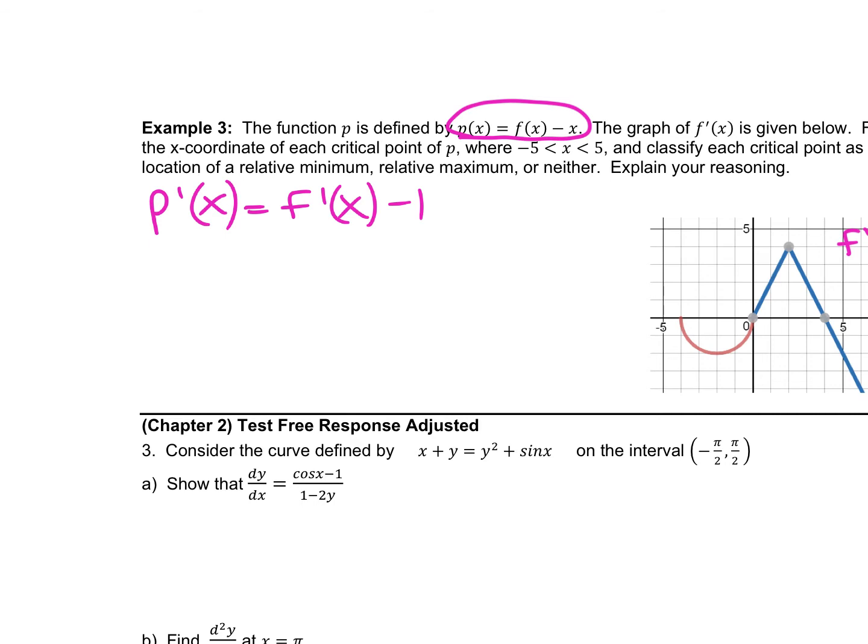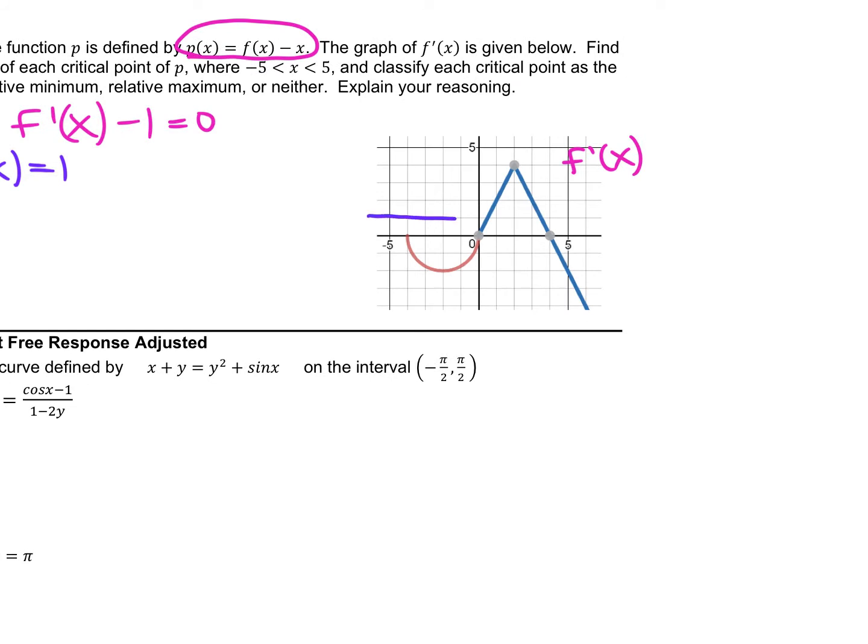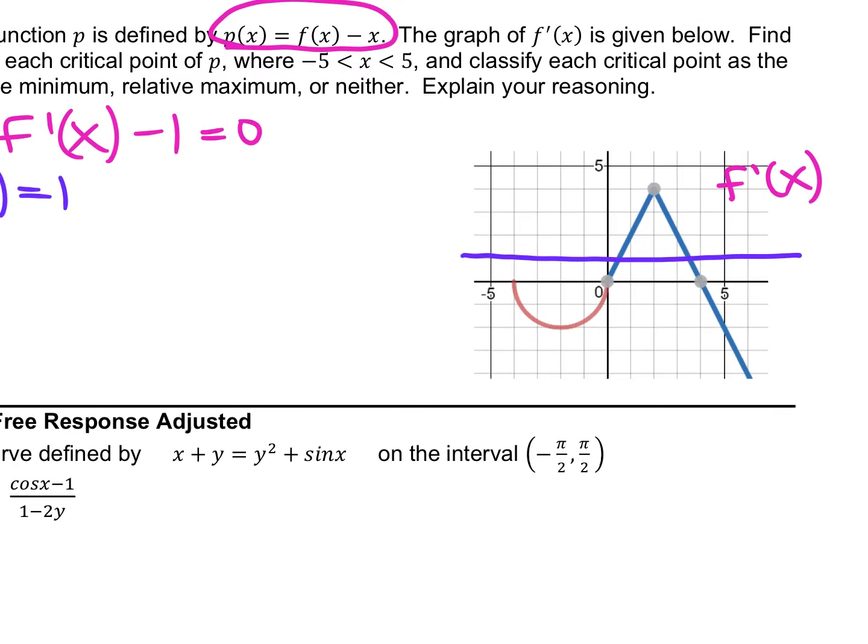All right, so if that needs to equal 0 or undefined, let's set that equal to 0. That's really going to be, for us on our graph, looking for where f prime of x is equal to what? 1. All right, so let's look at our graph here. Where is f prime of x equal to 1? Let's just make an estimate. 0.5, so x equals 1/2. And 3.5, I'll call that 7 over 2. All right, so those are my critical numbers.